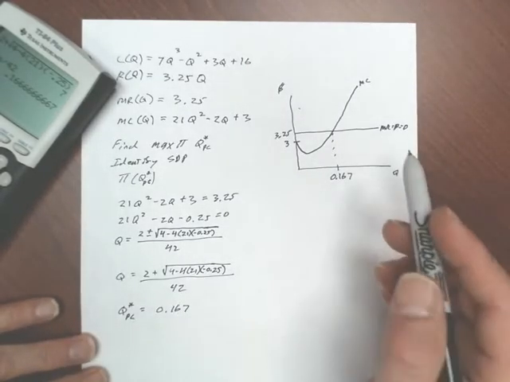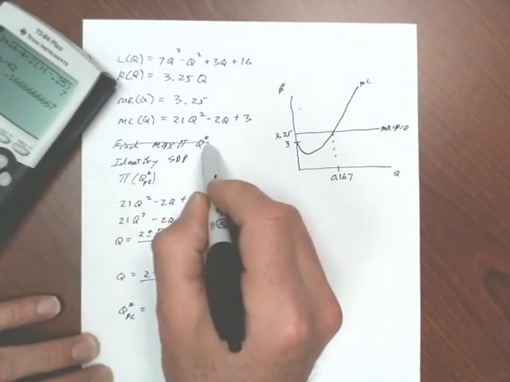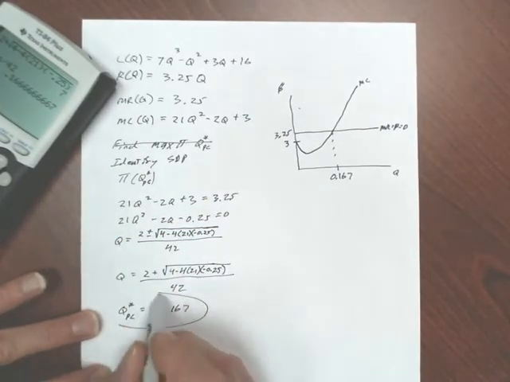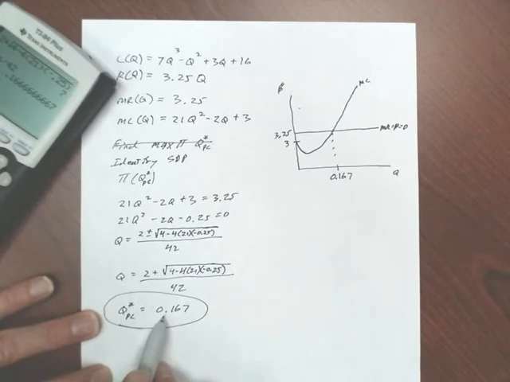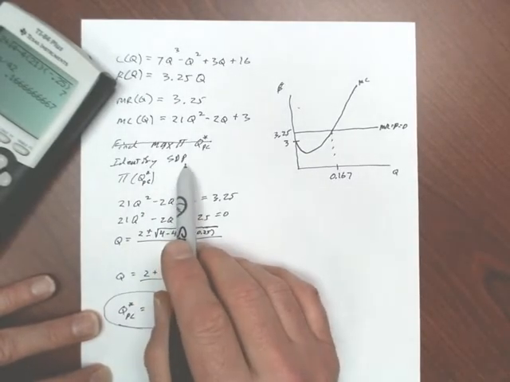Now, what do we need to find? So that, we found that, okay? Circle that, because that's part of our solution. And that's part of what I want to see when you're doing your math on the exam. So circle that. Okay, next thing we need to do is identify the shutdown point.